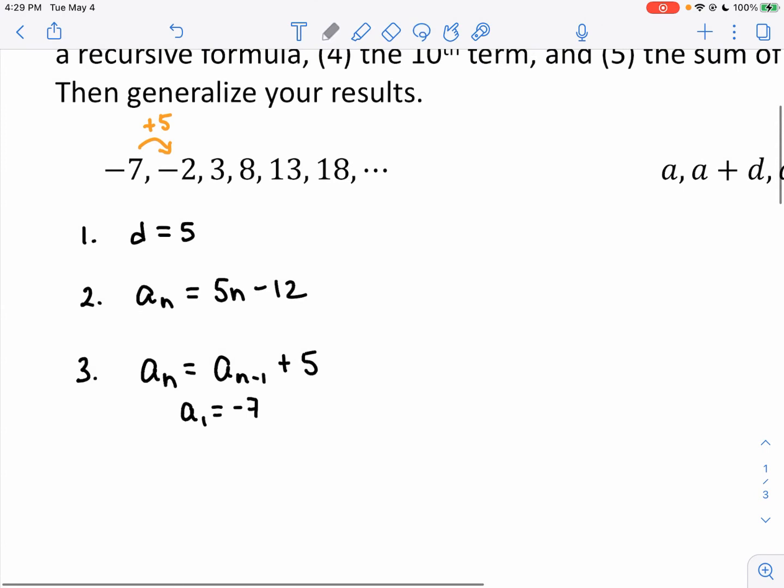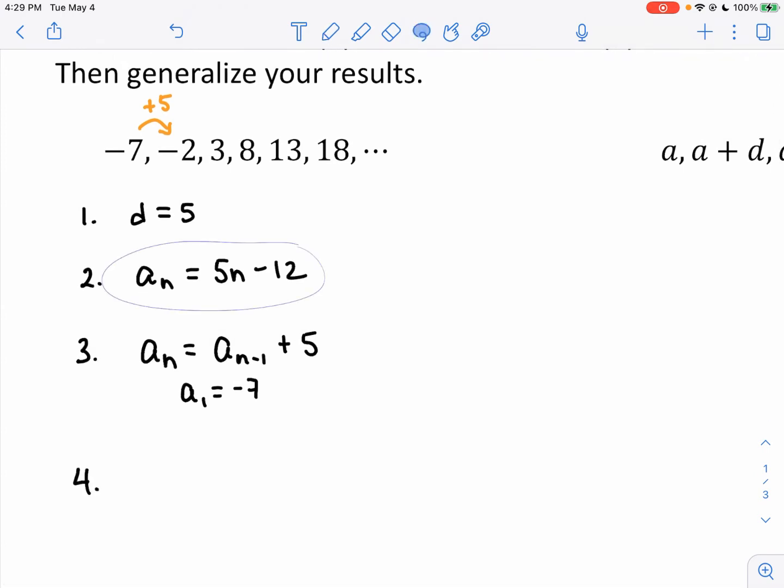Number 4 is to find the 10th term. And I'm going to use the explicit formula to do that. The explicit formula is nice because it allows you to jump around the sequence and find any term you want. If you want to use the recursive formula, then you're going to have to generate term by term until you get to the term that you're looking for.